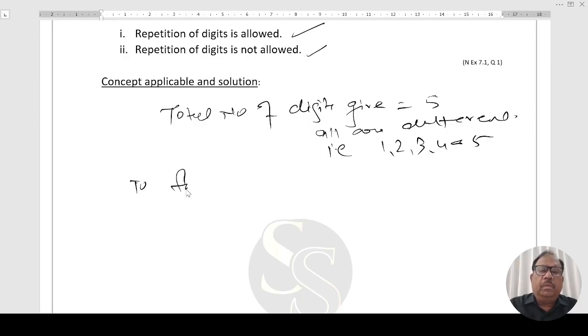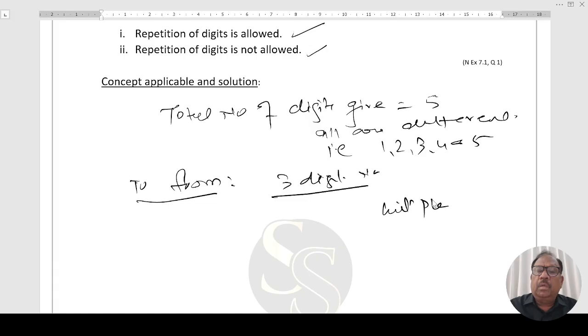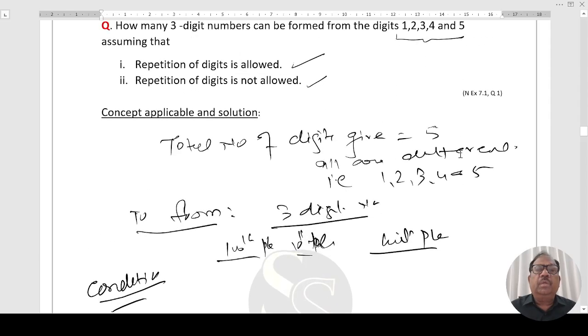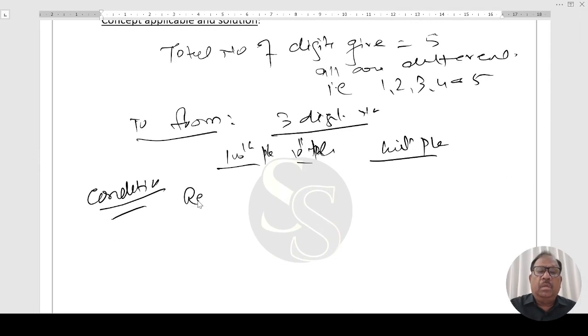To form a 3-digit number, that is unit place, tenth place, hundredth place. The condition is that repetition is allowed.